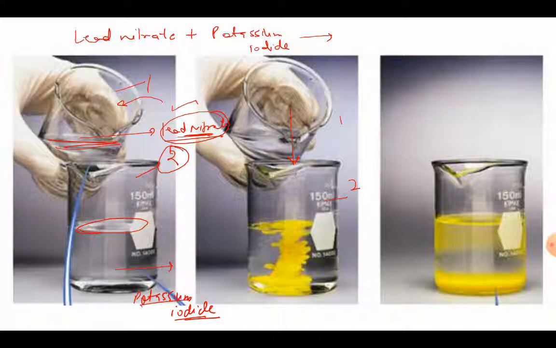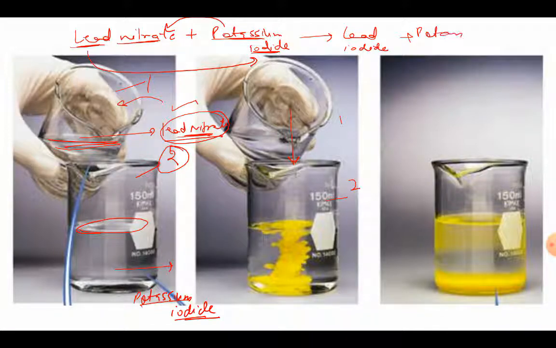So we can see that there is lead nitrate and potassium iodide. So what will happen? There will be rearrangement. Lead is going to combine with iodide and will result in the formation of lead iodide, and potassium is going to react with nitrate and form potassium nitrate. Okay, remember that. So this is potassium nitrate.